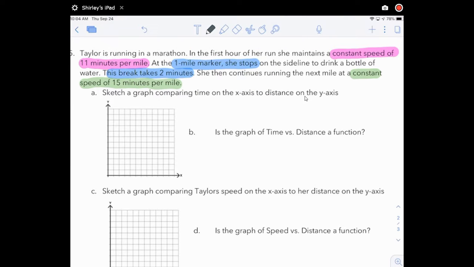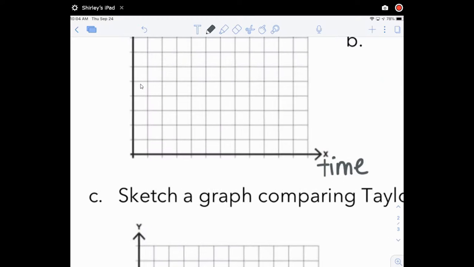So I'm going to go ahead and fill in time. And then we have distance. So I'm going to fill in my numbers and I'm going to think. So her rate is talking about minutes per mile. So even though it's talking about the first hour, I'm still just going to talk about minutes. So then I'm going to go ahead and maybe I will count by 2, 4, 6, 8, 10, 12, 14, 16, 18, 20. Good enough.